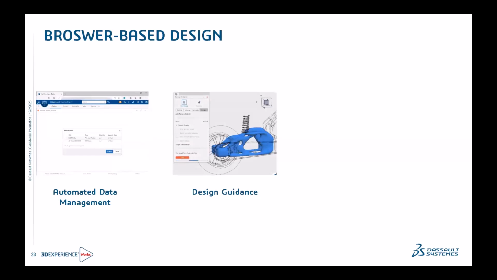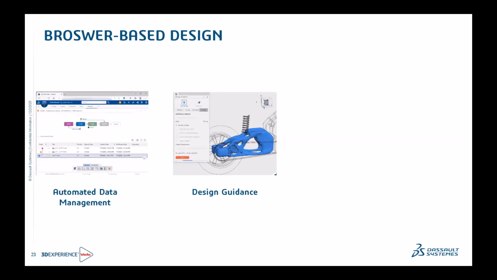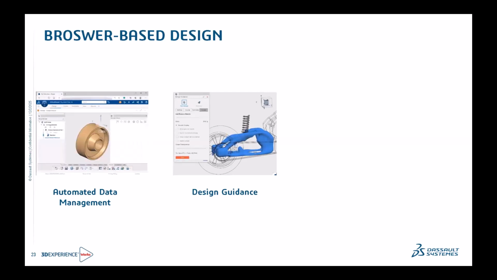Then we have interesting technology, for example, the design guidance, which is a technology in our CAD on the browser that allows you to define the material of the part. You can define the areas to avoid, the constraints, the forces, and the system will automatically figure out what is the best shape for your model. So we call it design guidance, but if you want, you can call it generative design.